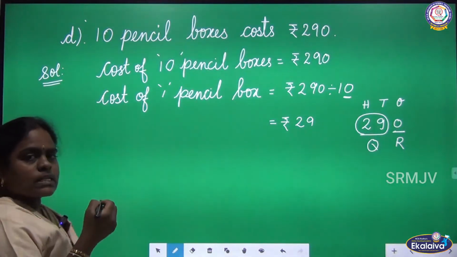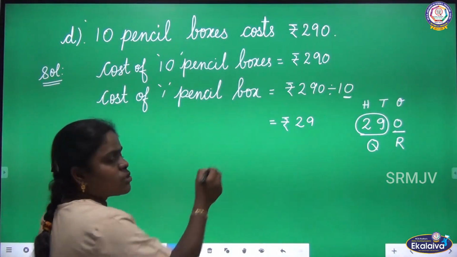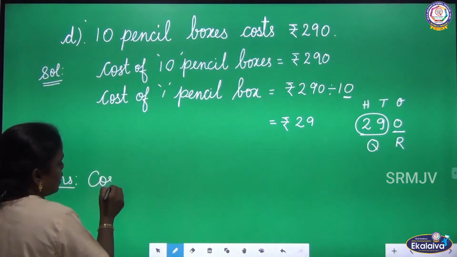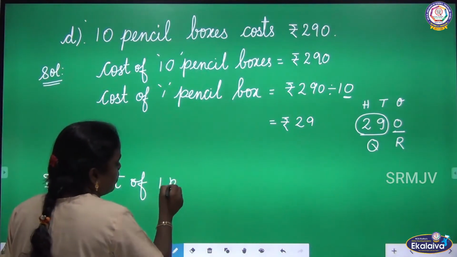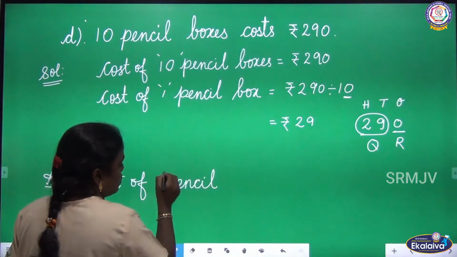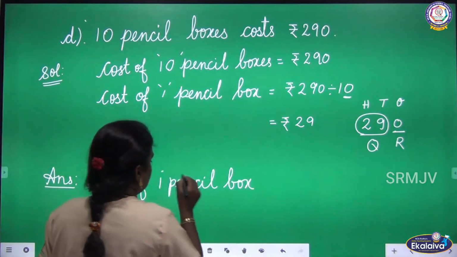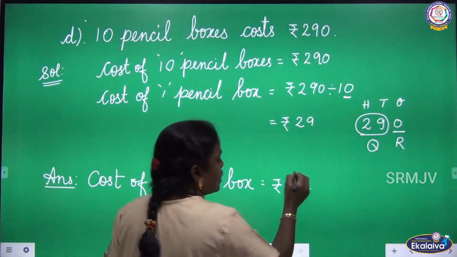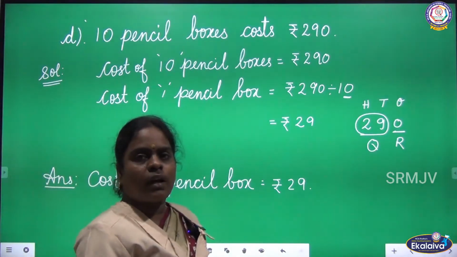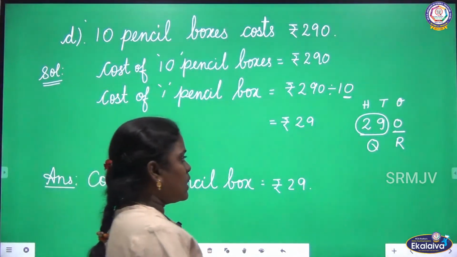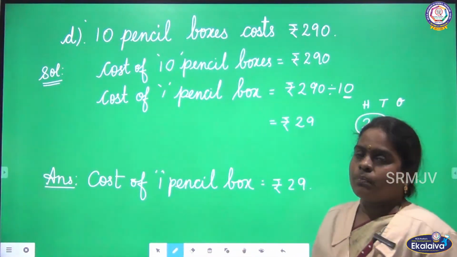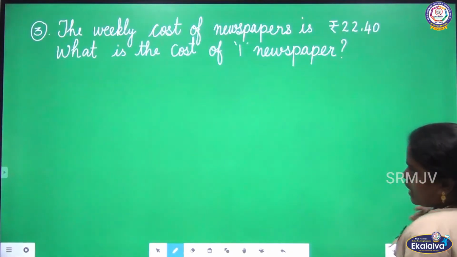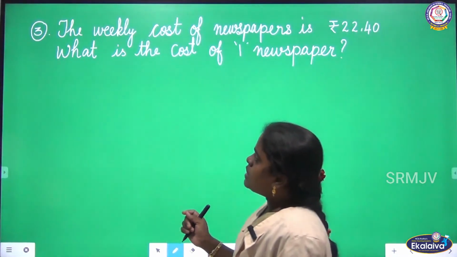So what is the cost of one pencil box? It is 29 rupees. Answer: cost of one pencil box equals rupees 29. Listen children, if you do the division in the normal way, you can also get the same answer. Here I have used the short way, and the cost of one pencil box equals rupees 29. Look at the third question.